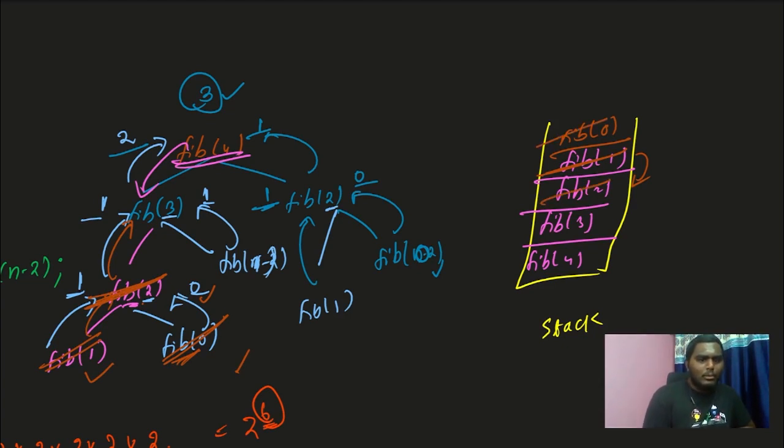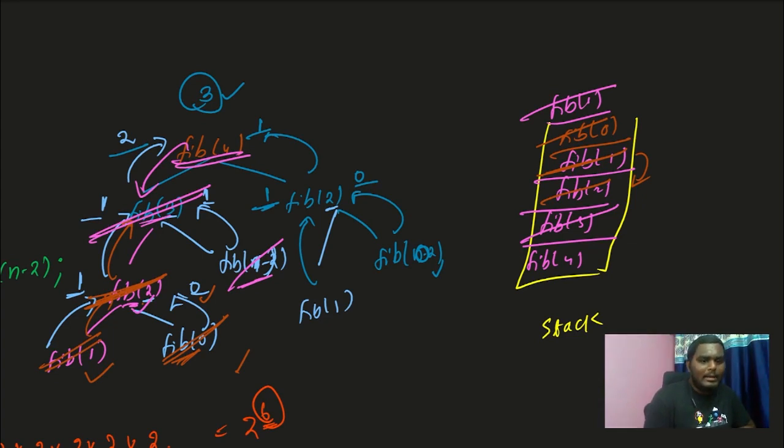Now for this fib of 3, I'm done with fib of 2, and I need to do fib of 1 again. So fib of 1, I will return 1. I'm done with this call as well. Since I have completed both calls, both possibilities, I will strike this out as well. Now I'm done with this as well.